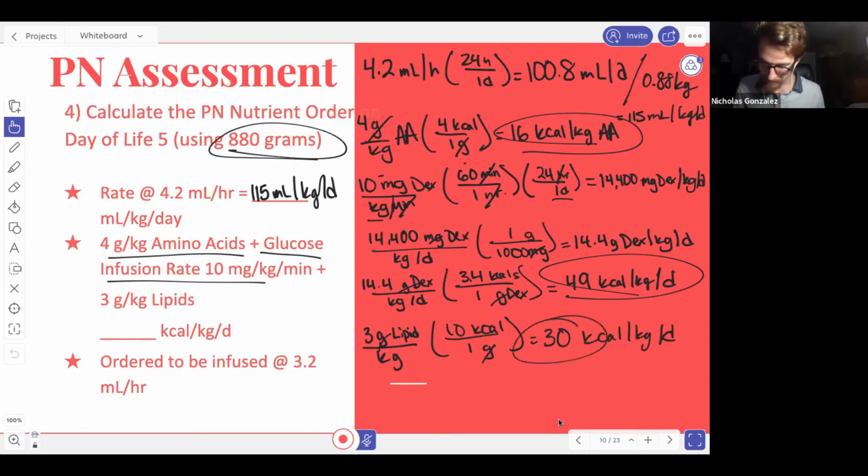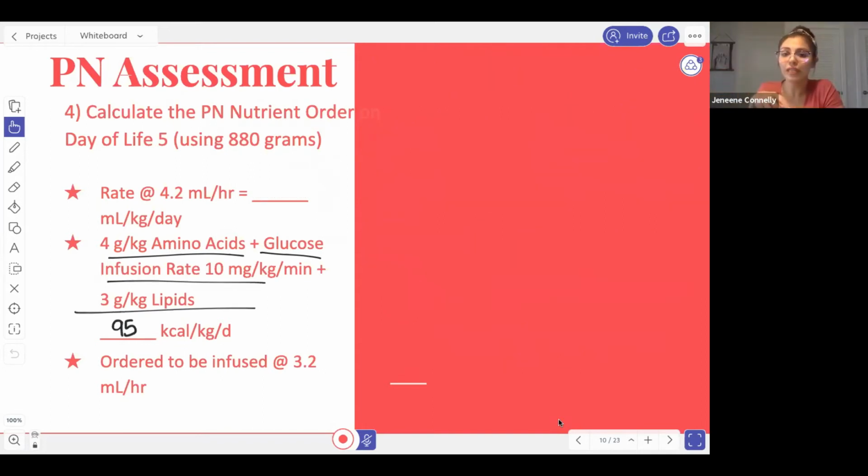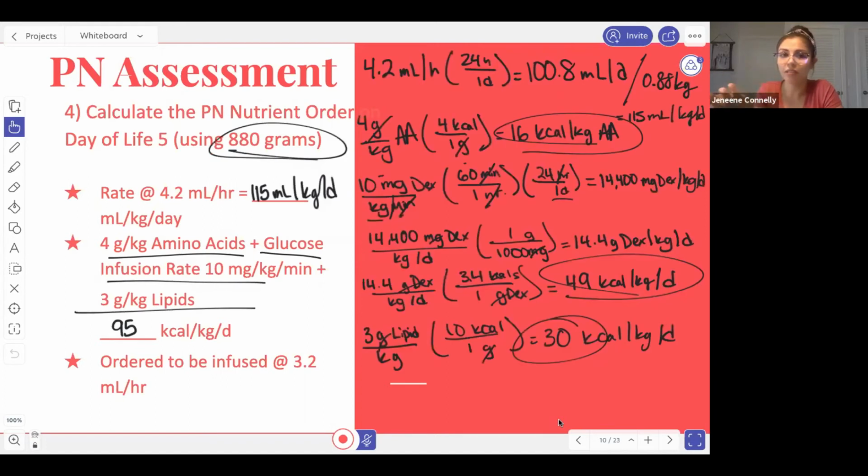Okay. So we just want to add that all up here. So we get 16 plus 30 plus 49, which is a total of 95. Okay, so this order at this rate would give us 95 calories per kilogram per day. But again, this was what's on the order, but is it what is actually being given? Well, Dr. Abel, is this what they're going to be getting?